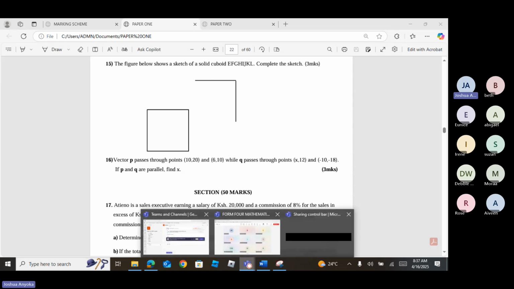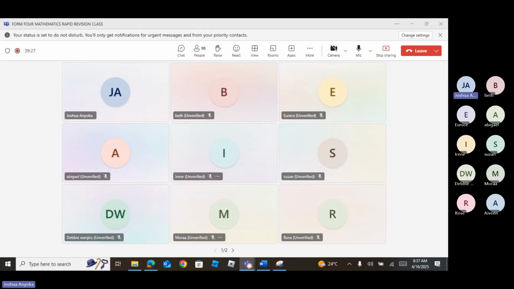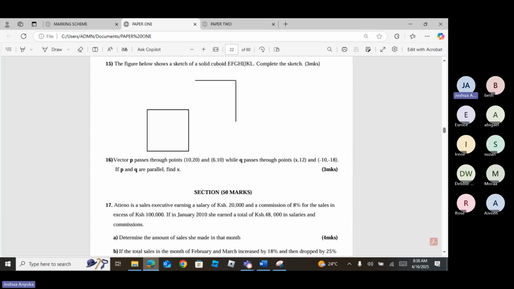Let me check who is reading for us. Susan read yesterday, Rosia read. Eunice, read for us question 16. Question 16. Vector P passes through points (10, 20) and (6, 10), while Q passes through points (x, 12) and (-10, -18). If P and Q are parallel, find x.